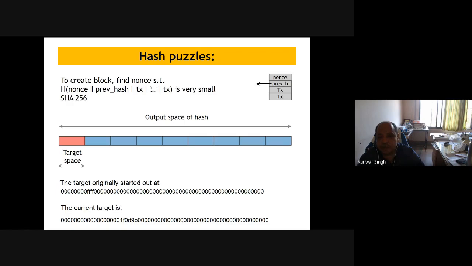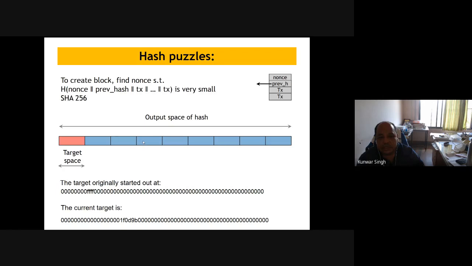So you find a nonce such that the hash of this one is very small, in this target space. And you see, the hash output is always uniform. So if somebody can find a nonce whose hash is very small, it basically means he has solved the puzzle. So this is the puzzle: to find the nonce such that the hash of nonce, previous hash and transactions is very small. Since the hash is very secure, the only way to compute such a nonce is to try one by one. You try one nonce, and if you get the answer, you have solved the puzzle. If you didn't, you have to try another nonce, then another, then another.